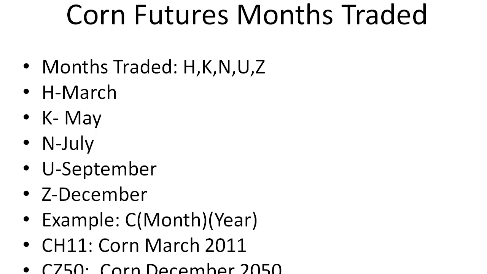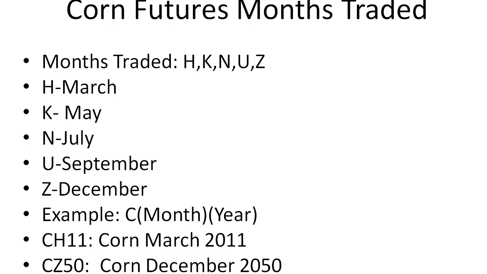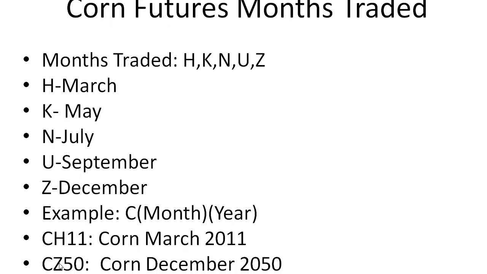Now, if you go a little bit more into the future, let me move the camera here a little bit. CZ50 would be corn, December 2050.